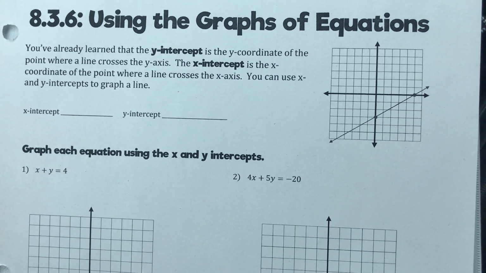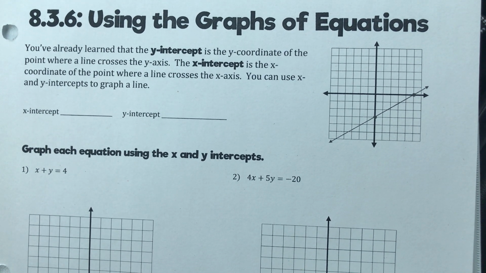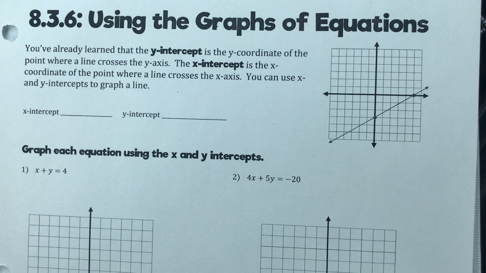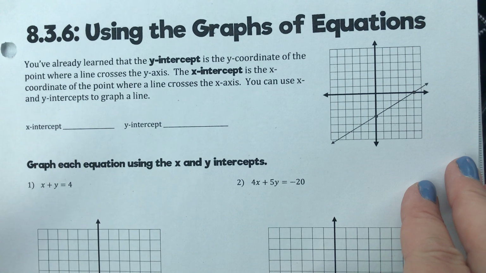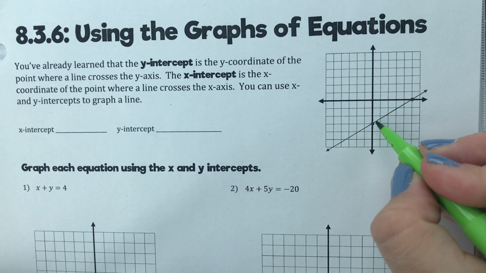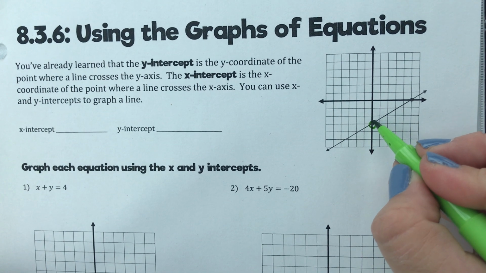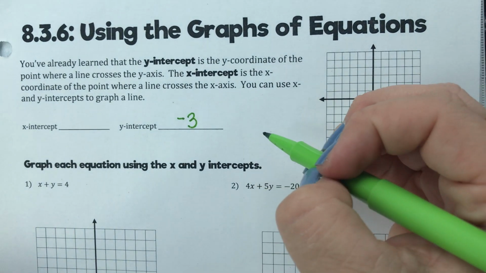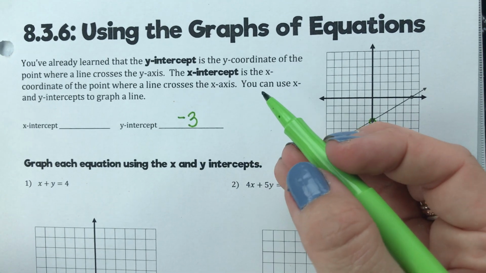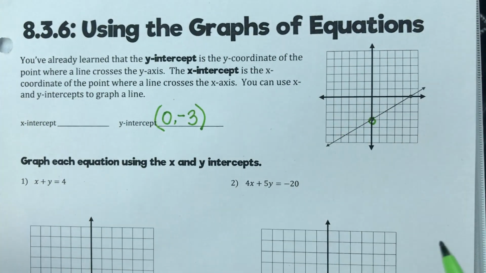Okay, today we're going to talk about using the graphs of equations. We've already learned that the y-intercept is the y-coordinate of the point where a line crosses the y-axis. So let's go ahead and identify our y-intercept. We should all be really good at this by now. Okay, it is right here, which is -1, -2, -3. And if I were to list it as an ordered pair, it would be (0, -3).